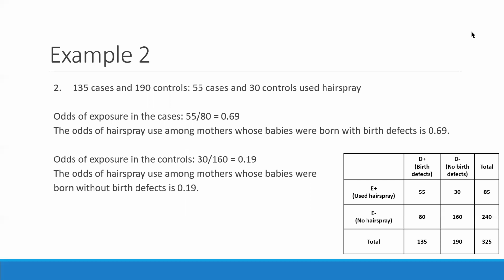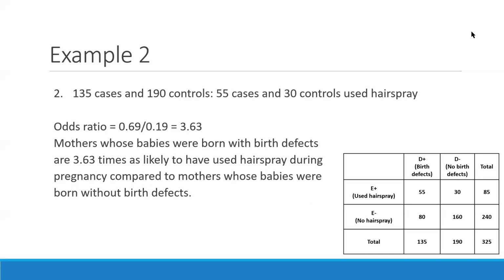Odds of exposure in the cases is 55 over 80, which is 0.69. And the odds of exposure in the controls is 30 over 160, 0.19. So if you then do the ratio of the two, the odds of exposure in the cases divided by the odds of exposure in the controls, you'll get 3.6.